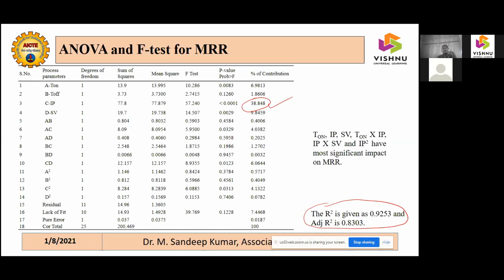The p value should be less than 0.1. If it is less than 0.1, then only it is significant. Most of these interactions are not significant. This is not significant, this is not significant. These are some of the things which are not significant, so you can omit them. You shouldn't consider them.